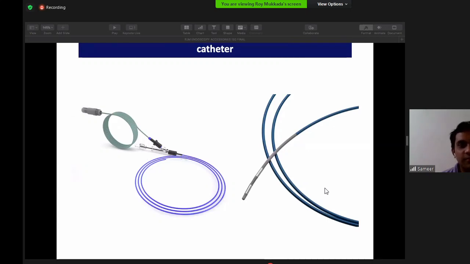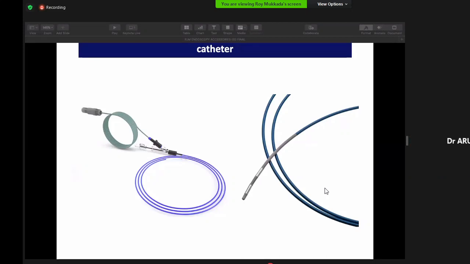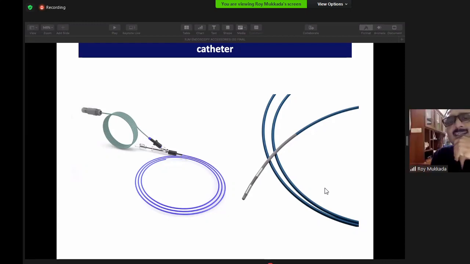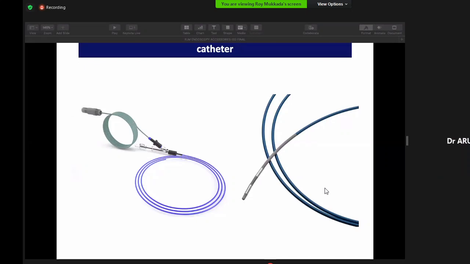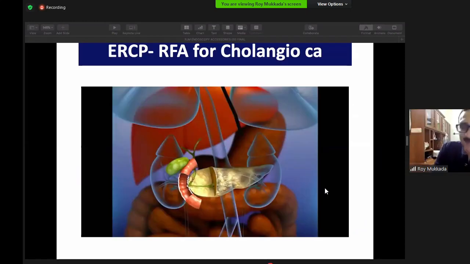RFA we have also used for Barrett's esophagus eradication. So what is the name of the probe used for that? Habib is the biliary and pancreatic RFA, but you told that it is used in Barrett's. Do you know the name of that? No, sir. Check it. I think it's called Halo, right?